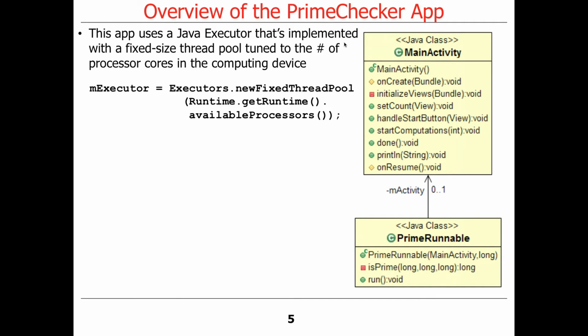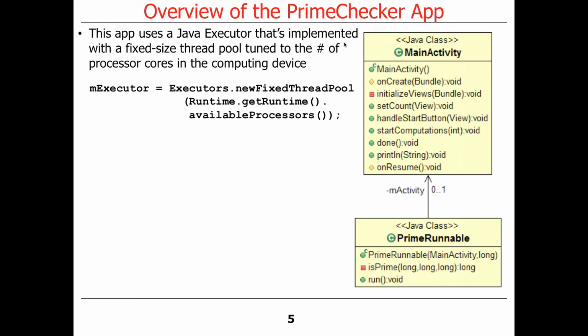So here we're going to create a new fixed thread pool that has as many threads as there are processor cores on the device. There's a method called availableProcessors, which you can get from the Runtime class of Java. If you're on a multi-core machine, a quad-core machine, or a hyper-threaded machine, this will return to you the number of cores. And so we're going to make ourselves a fixed thread pool with that many threads.